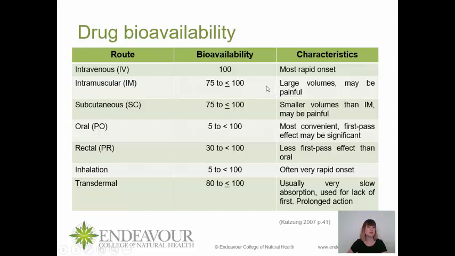For intramuscular, the bioavailability is going to be quite high. We've got lots of blood vessels through our muscles, and most of the drug injected into the muscle is going to end up in the bloodstream. Whether it's 75 or 100% or somewhere in between is going to depend on how well that drug dissolves and diffuses through the tissues into the blood. Good thing about intramuscular as well is that you can give big volumes, but it's an injection, it can be painful.